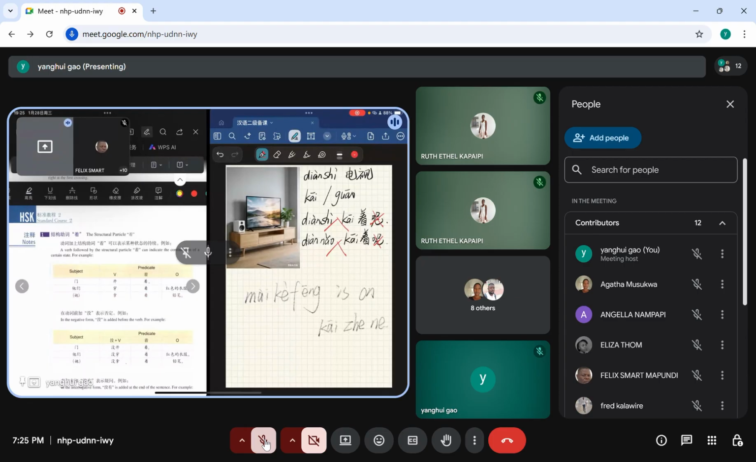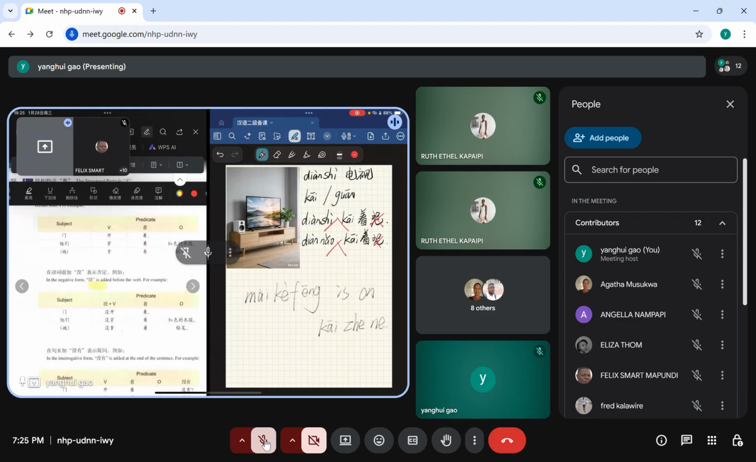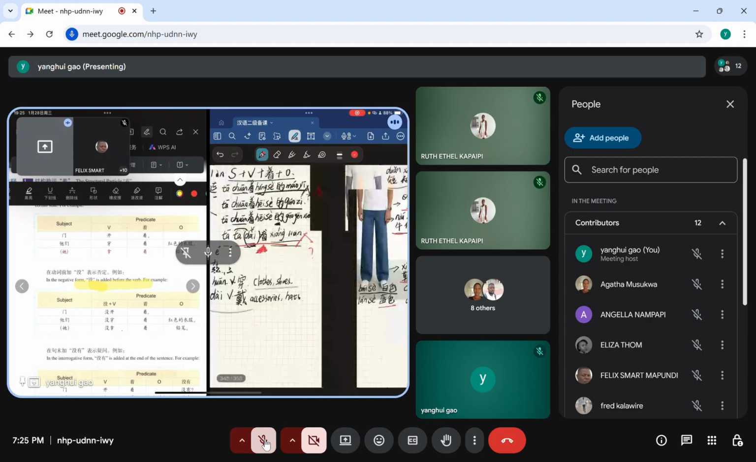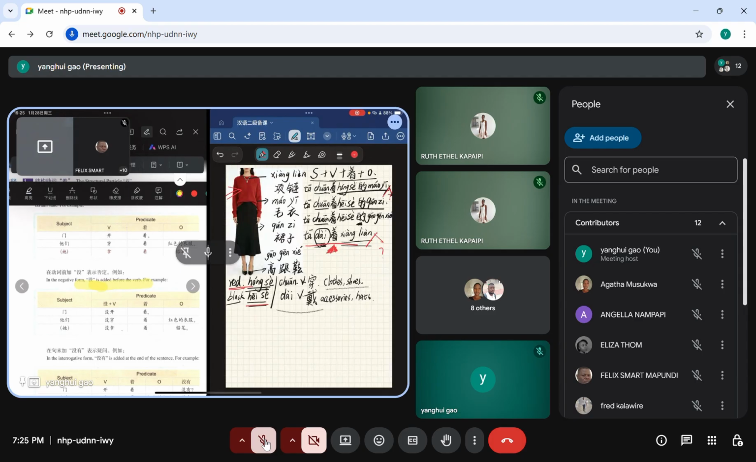And for the negative form, we add the 没. In the negative form, 没 is added before the verb. If we change the sentence to the negative form, we just add the 没 before the verb. So like this one, 他穿着红色的毛衣, right? And then we can turn it to the negative form.